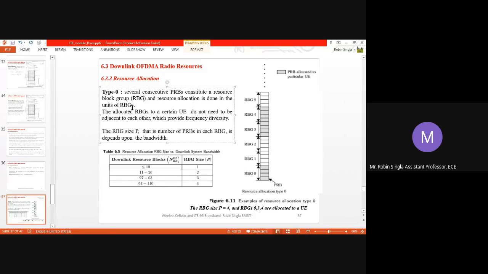The number of RBGs assigned to one user, and which RBGs are assigned to a user, is decided like that. The allocated RBGs to a certain UE do not need to be adjacent to each other, which provides frequency diversity. The RBG size P, that is the number of PRBs in each RBG, depends upon the bandwidth.